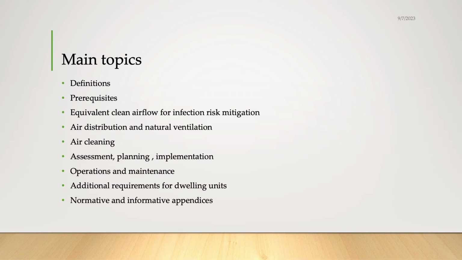So the main things that are covered in the standard, as in most, we start with definitions, and we have some prerequisites for compliance, and then the specification of the equivalent clean airflow rates. And if you're familiar with standard 62.1, you'll see this is fairly similar. The first thing you do is get for each space how much outdoor air do you need. Same thing, equivalent clean air. And then we have air distribution requirements that relate to natural ventilation and mixed mode ventilation, as well as mechanical. Big section on air cleaning, which is a very important key section of the standard.